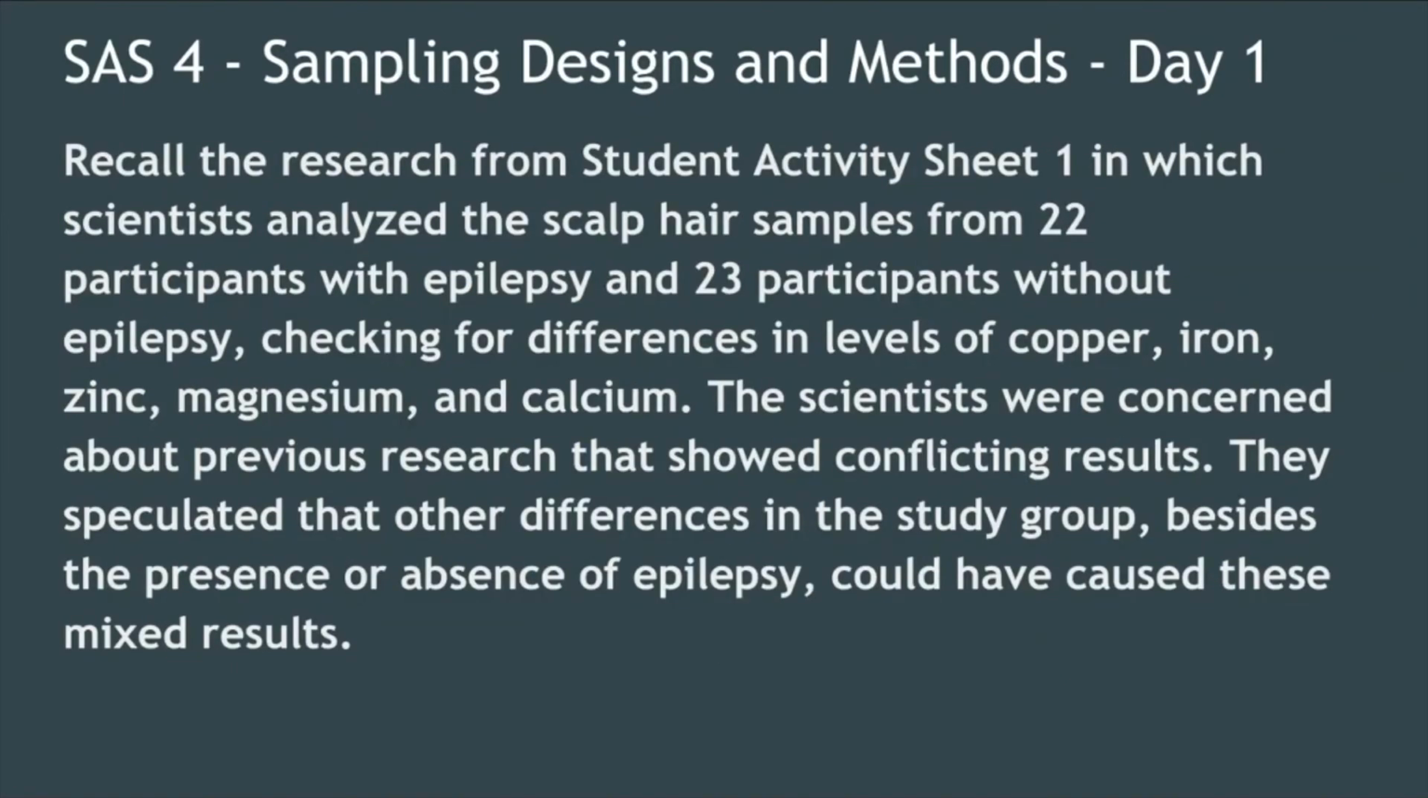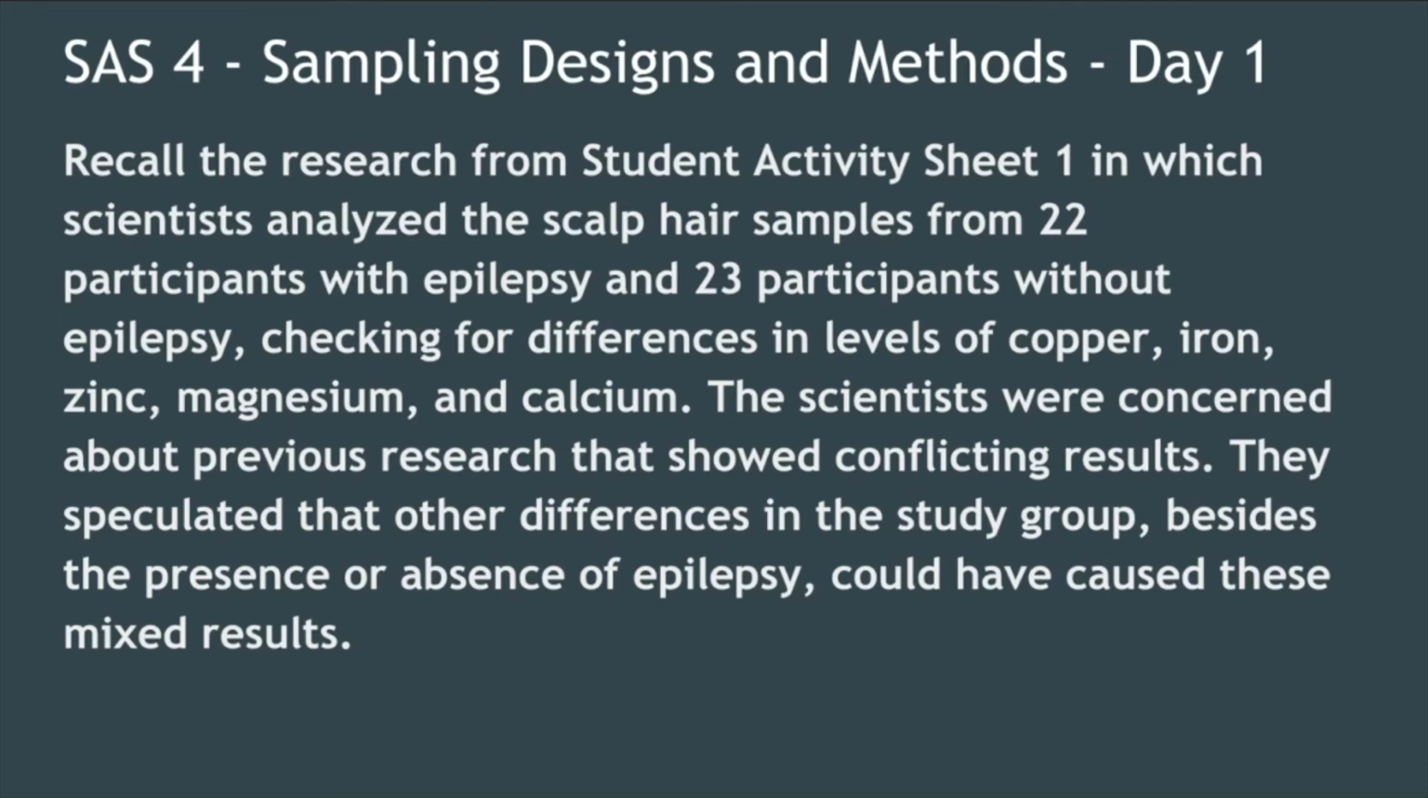All right, recall the research from Student Activity Sheet 1 in which scientists analyzed the scalp hair samples from 22 participants with epilepsy and 23 without it. They're checking for differences in levels of copper, iron, zinc, magnesium, and calcium. They were concerned about previous research that showed conflicting results.